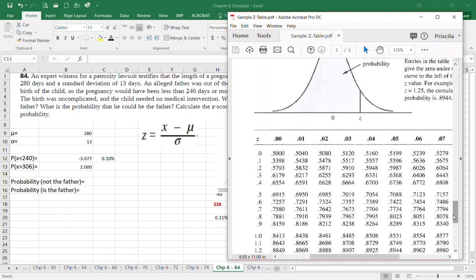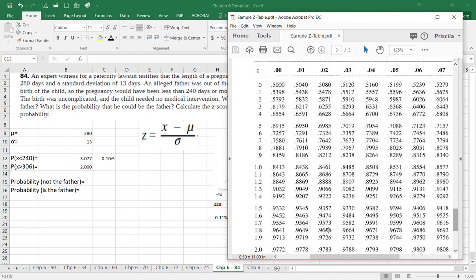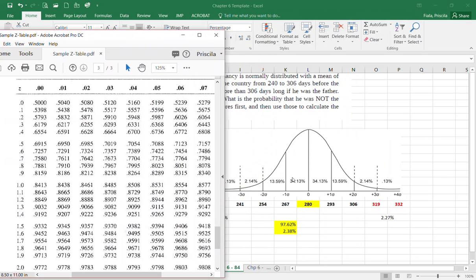So at 2.0, let's go. Here we go. There we go. 0.9772. So 2.00, right? It's about 98%. That's what I just referred to here. Just by looking here, if you add all these percentages, you would find about 98%. And look at this right here. You're seeing 97.62, but we're not done yet. Let me show you why.